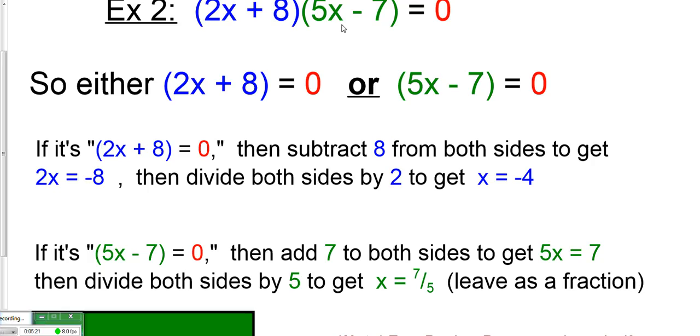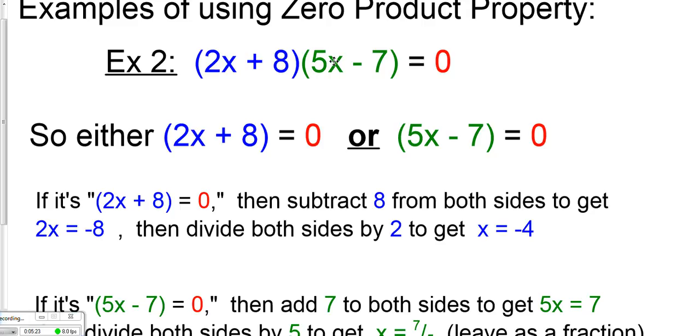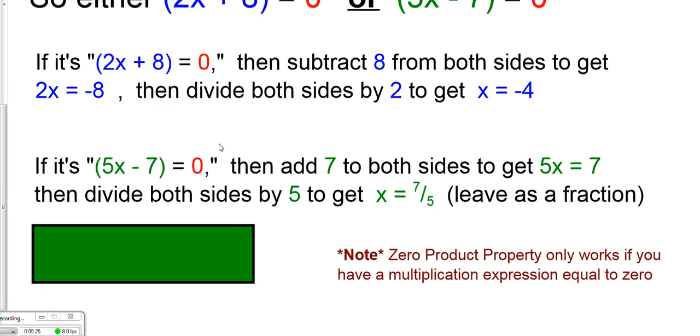If it was the other one, if it was this 5x minus 7 that was set equal to 0, then again I'm just adding 7 to both sides to get 5x equals 7. Then divide both sides by the 5 to get x equals 7/5. And you can leave it as a fraction. If you want, you can call it 1 2/5, or you can call it 1.4, that's fine, but it's alright just to leave it as this fraction 7/5.